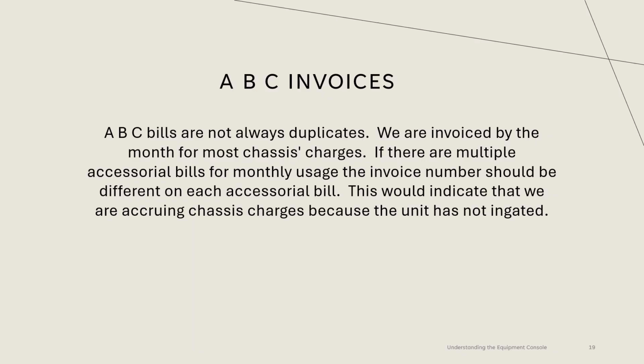A, B, C, and I've even seen down to G, H bills are not always duplicates. We are invoiced by the month for most chassis charges. If there are multiple accessorial bills for monthly usage, the invoice number should be different on each accessorial bill. This would indicate that we are accruing chassis charges because the unit has not been returned. So please make sure you are looking at the details before you write off some of these additional invoices as duplicates.